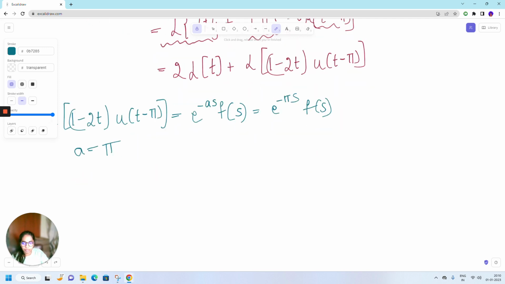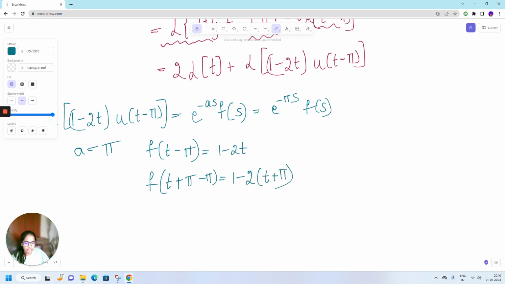What do I have in place of f of t minus a? In place of f of t minus pi, I have 1 minus 2t. Now how would I find f of t? To find f of t, I would have to do t plus pi minus pi. Wherever I have t, I would replace it with t plus pi. Pi gets cancelled. This is our f of t, which is equal to 1 minus 2t minus 2 pi. Let me write down the constants: 1 minus 2 pi minus 2t.